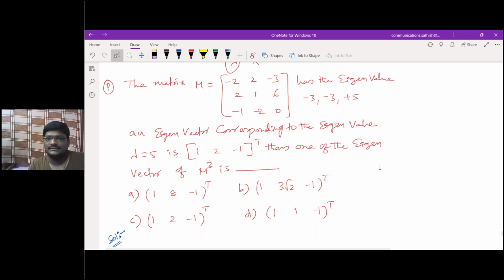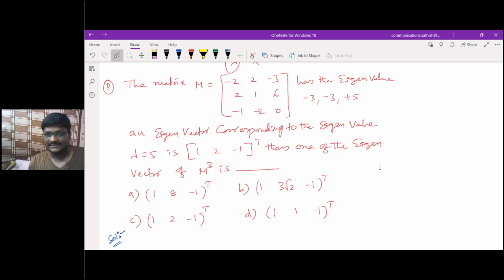They gave the matrix capital M, and the corresponding eigenvalues are -3, -3, +5. For 5, the eigenvector is (1, 2, -1) transpose. And they asked for the eigenvector corresponding to the matrix M power 3. Can you give me the answer for that?